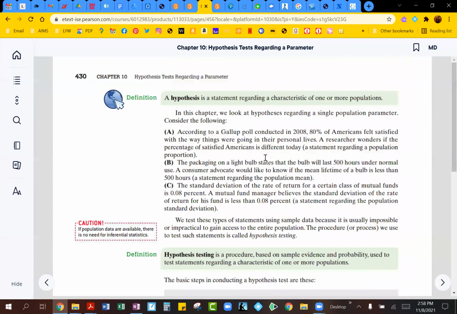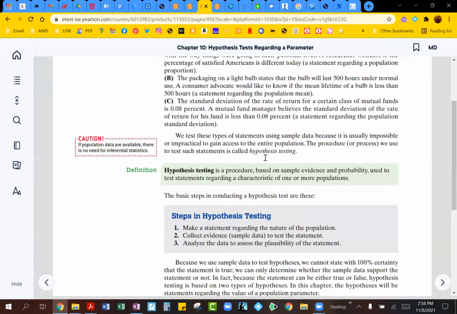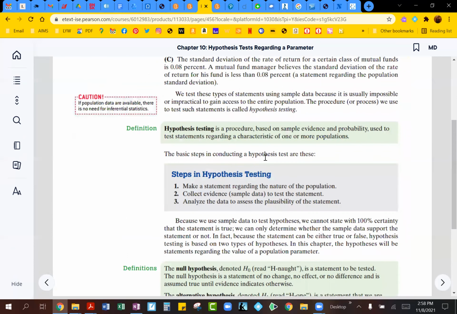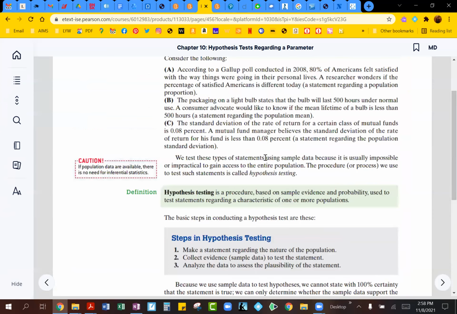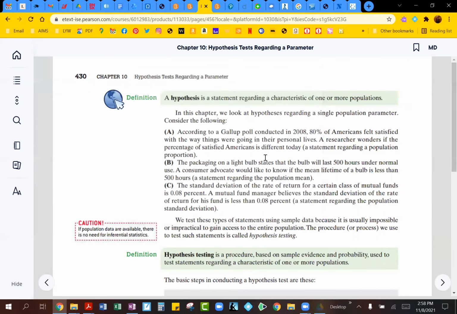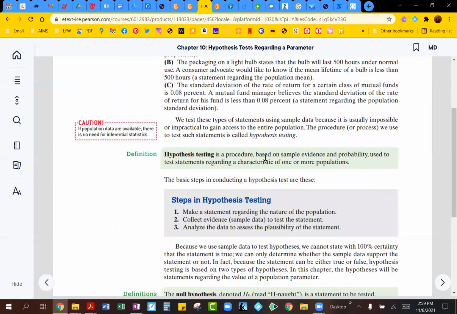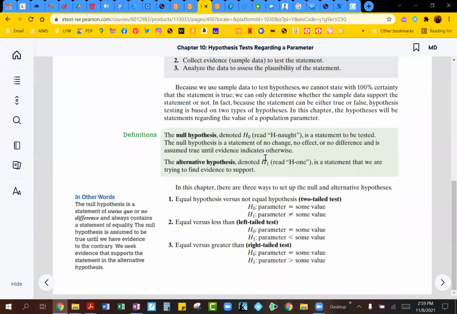So the idea here is, again, you are basically talking about whether a certain thing is happening or not happening, just in more generic terms. Hypothesis testing is a procedure based on sample evidence and probability, used to test statements regarding a characteristic of one or more populations. That's what we are defining our hypotheses as. When we talk about null hypotheses, that's basically the characteristic that you are testing.